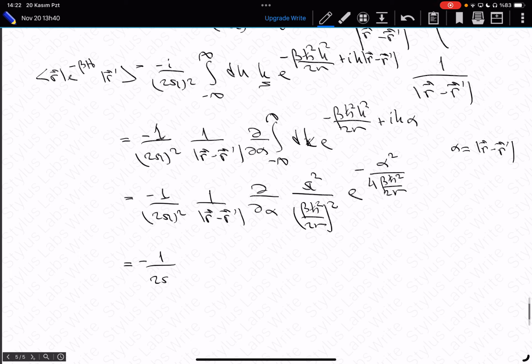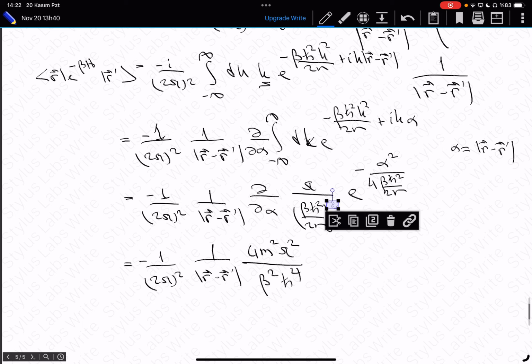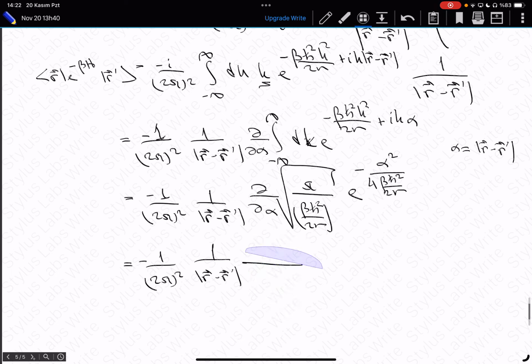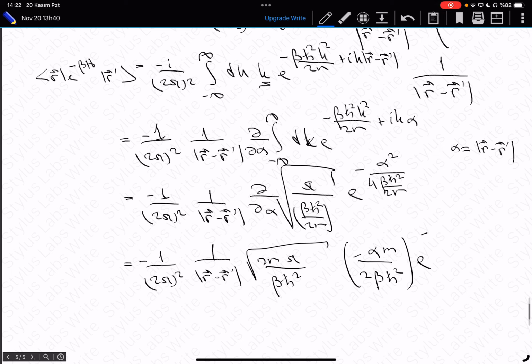So this is minus 1 over 2 pi squared, 1 over r minus r prime. So here I have 4m squared pi squared divided by beta squared h bar to the 4. And then that derivative, oh sorry, there is no square. This is under a square root, so there is only one of them. It's a one-dimensional Gaussian integral. So that is square root of 2m pi divided by beta h bar squared. And if I take the derivative with respect to alpha, that brings a minus alpha over twice beta h bar squared times m, e to the power minus alpha squared divided by twice beta h bar squared.